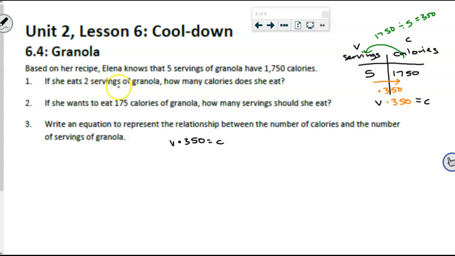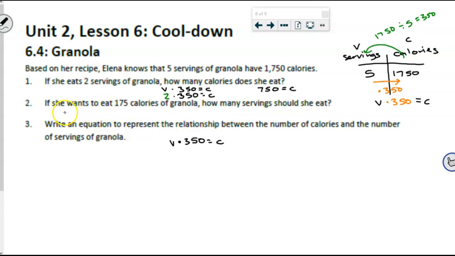If she eats 2 servings of granola, how many calories does she eat? That means that in this equation, the V times 350 is equal to C. I'm changing that V to a 2. The V, the servings, is 2. Multiply that by 350, and it will tell you the number of calories. 2 times 350 is equal to C, so C is equal to 750 calories.